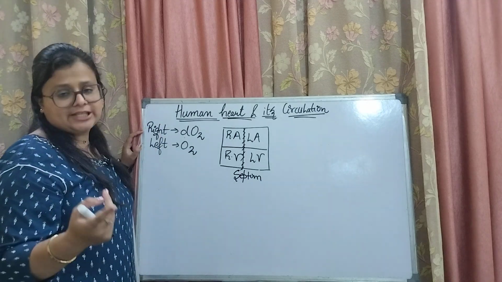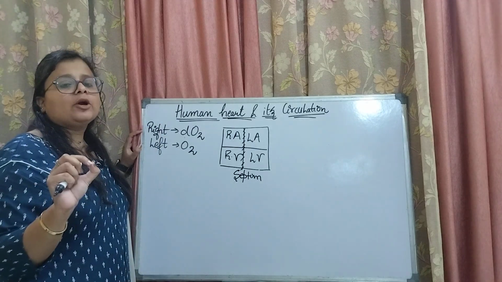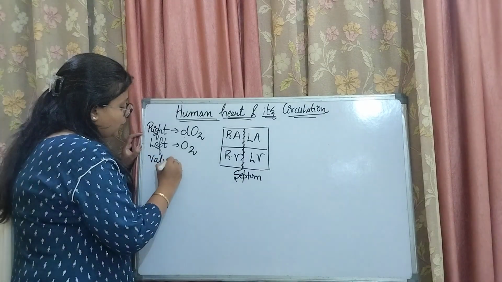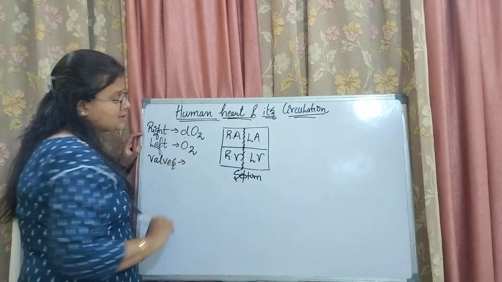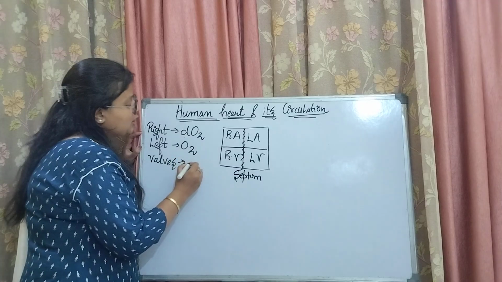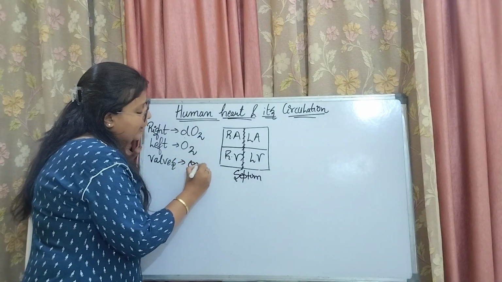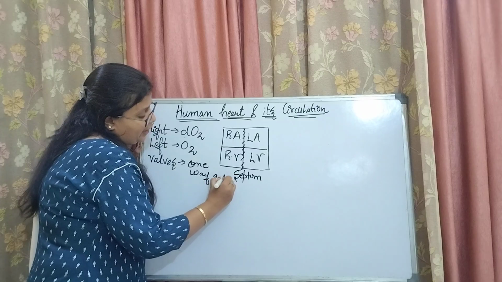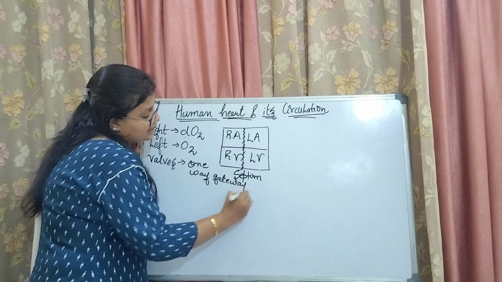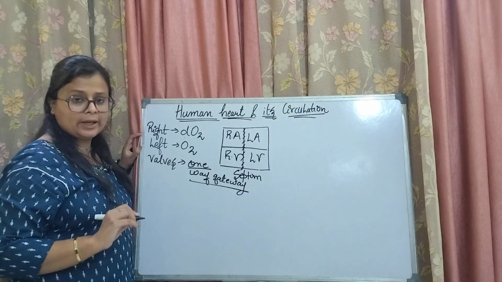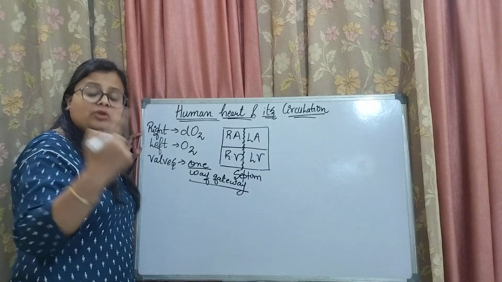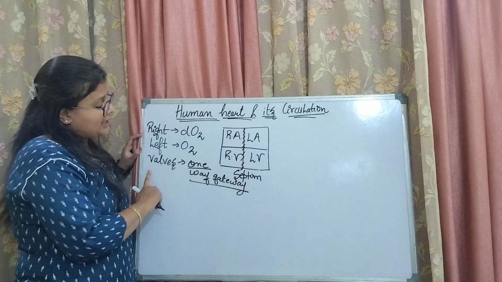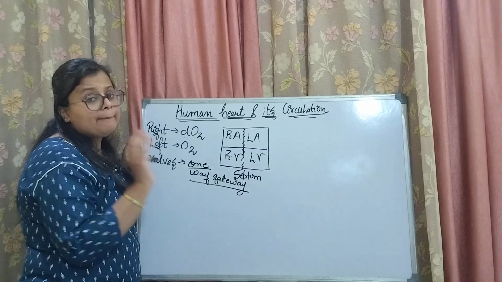That is oxygenated blood. One more important thing in the structure of the heart is that there are valves present. What are present there? There are valves present. And what are valves? Valves are basically a one-way gateway. What are valves? Valves are basically a one-way gateway. This means that they will allow the flow of the blood only in one direction. So that is why the valves are present in the heart.